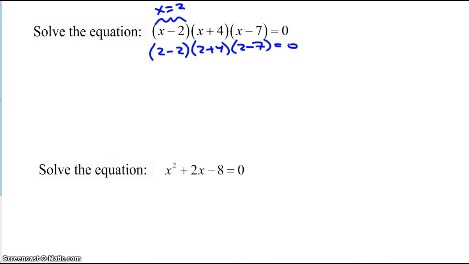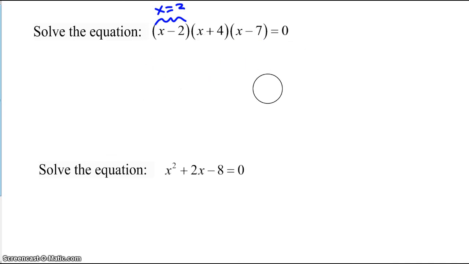Well, the left factor becomes a 0, this is a 6, and this is a negative 5. But because 0 times anything is 0, just because that left factor is 0, the entire side is 0, and that means that yes, x equals 2 is a solution. Okay, but that's not the only solution.